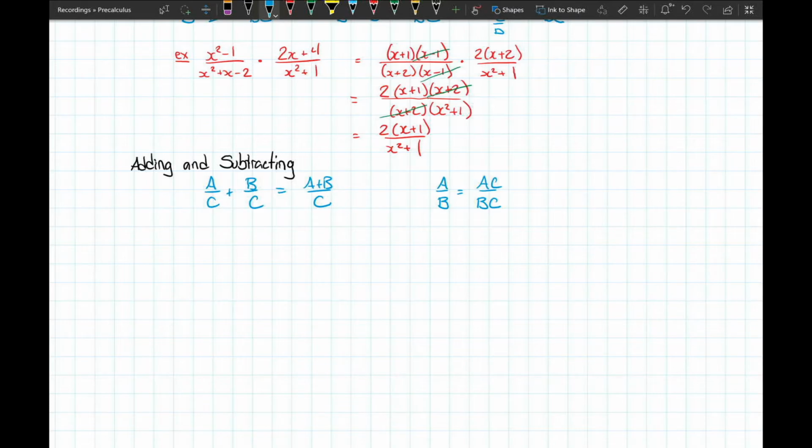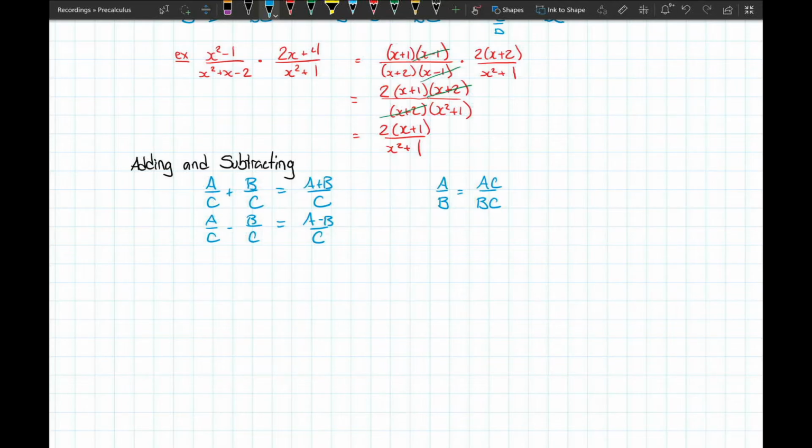Well, I've just written out a couple of the major properties for adding fractions. Subtracting works the same way, so if you want to, I can also write that one out with subtracting. But the main idea here is you need to have a common denominator. Now, on the right-hand side, the other property I have here is how to create an equivalent fraction. A over b is equivalent to ac over bc.